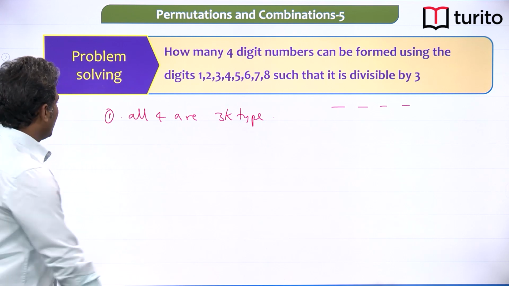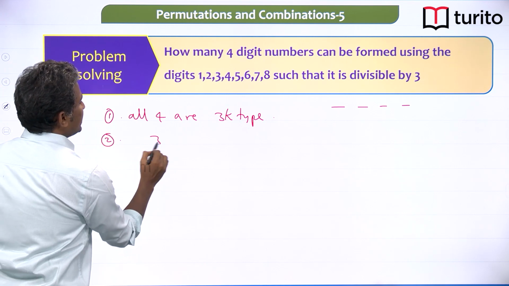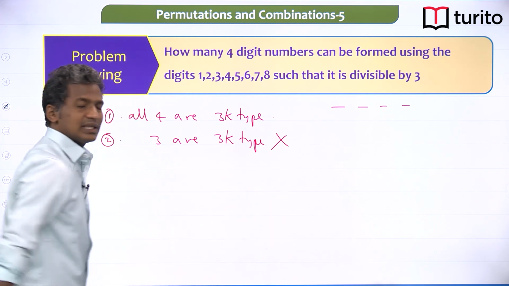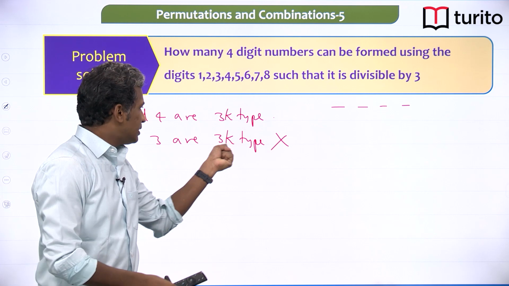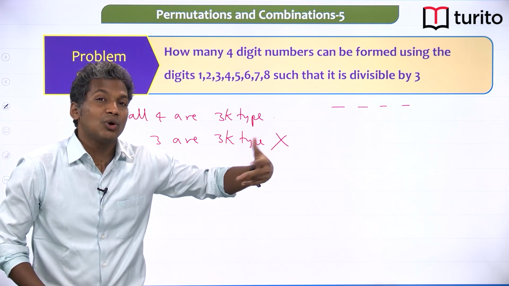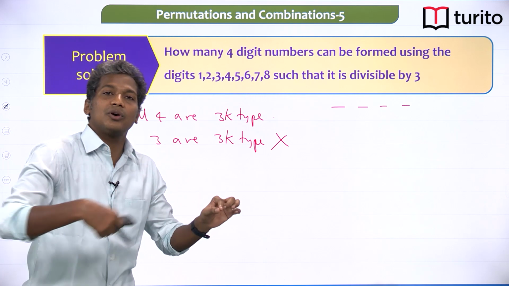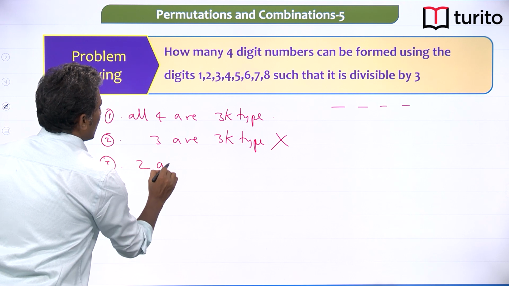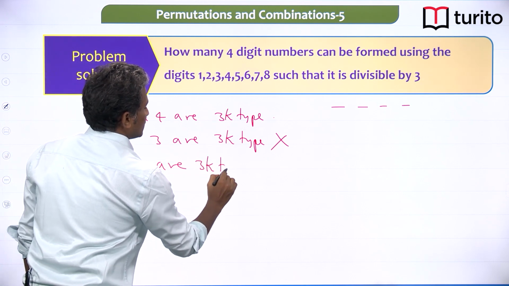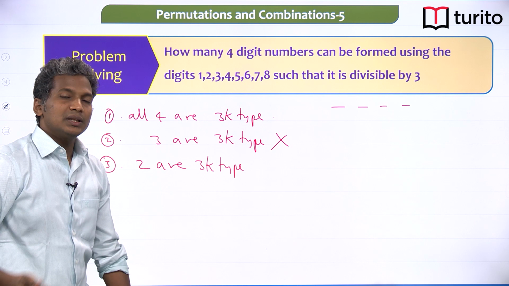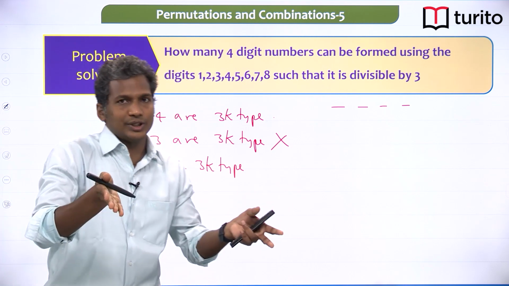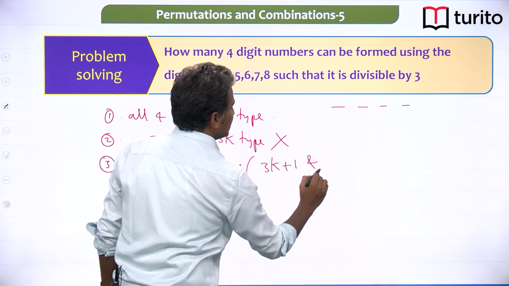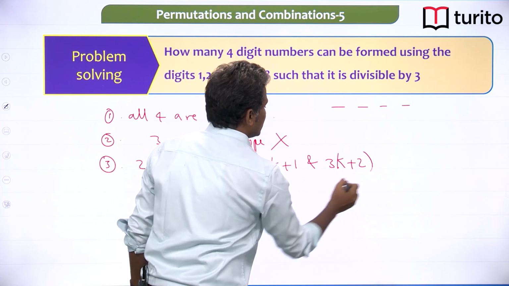Okay. Now, let me write the second case. 3 are 3k type. Is it possible? Of course, not possible. This is a rejected case. If 3 numbers are 3k type and the fourth is not 3k type, it is not possible that the sum of all of them is divisible by 3. Now, let us take another case. 2 are 3k type. So, if 2 are 3k type, the other 2 can come from different groups. That means one must come from 3k plus 1 and the other must come from 3k plus 2. This is the AND rule.